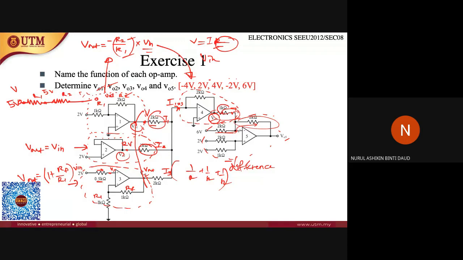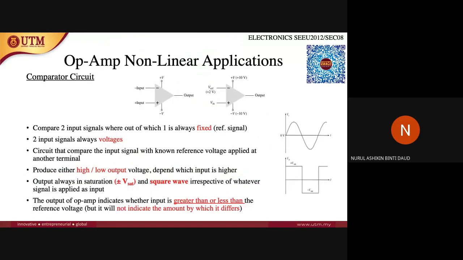Later, I want you to try. The answer is given here: this is 6 volts. So later you can check, because this is very basic. It is actually basic with the op-amp linear configuration, and also the series and parallel that you have learned before in high school. Okay, so shall we proceed to the comparator circuit?